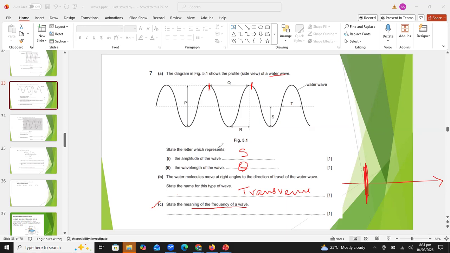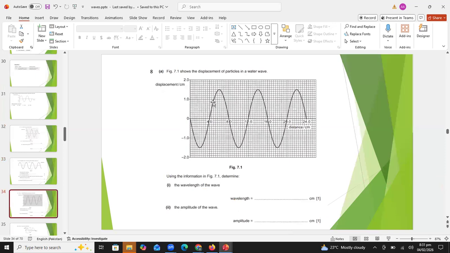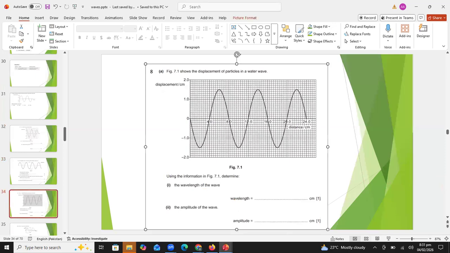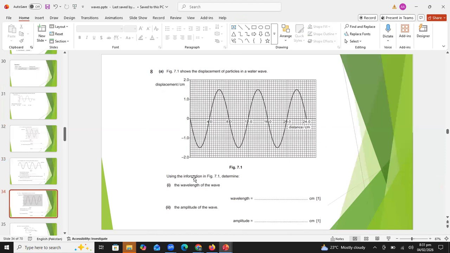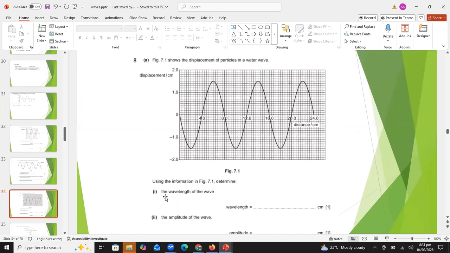All right. Now I'm going to clear the screen. I hope you all have noted down. Okay. Now I'm moving towards the next question, question number 8. These are again transverse waves because they are water waves. Now they are saying use the information in figure 7.1 to determine the wavelength of the wave.